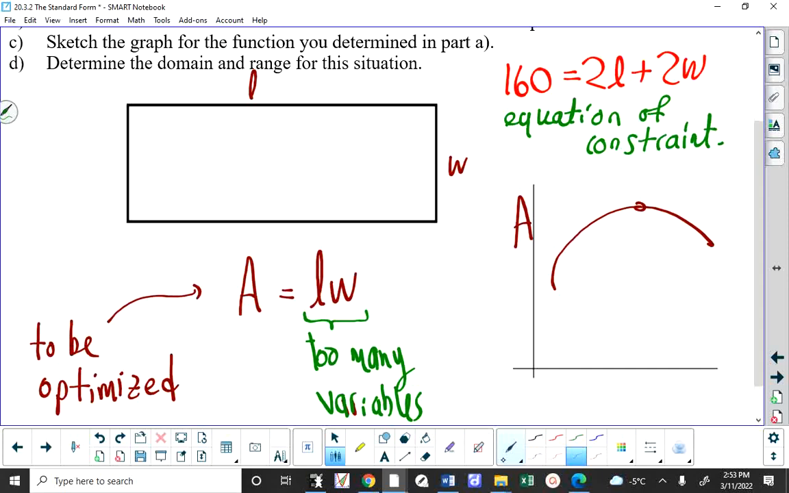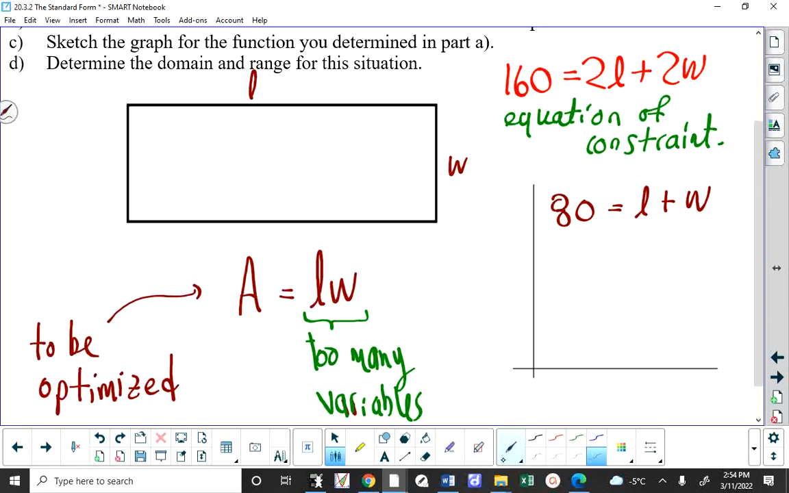It's an equation that we are handcuffed to. You cannot just pick any length and any width. They have to be tied together by that equation. So if you pick 1 meter for W, well, then you're going to have to get 79 meters for L. And I'm going to simplify it because I don't know if you realize this. We can divide the whole equation by 2. So our equation of constraint is 80 equals L plus W.